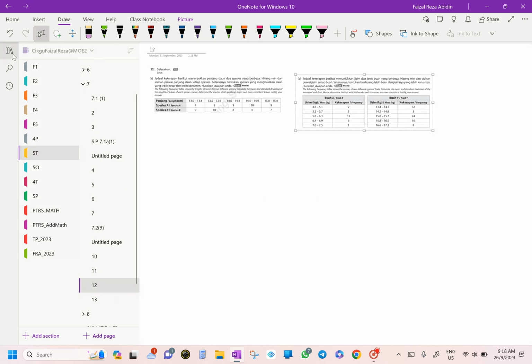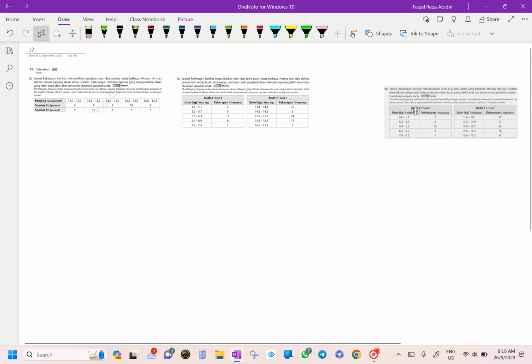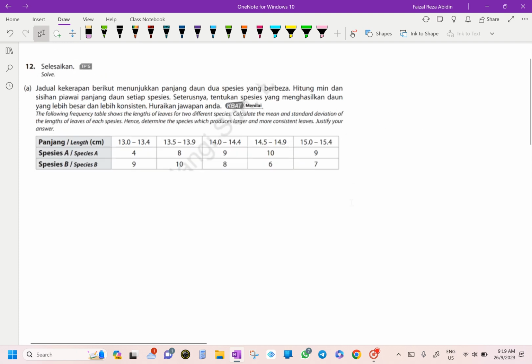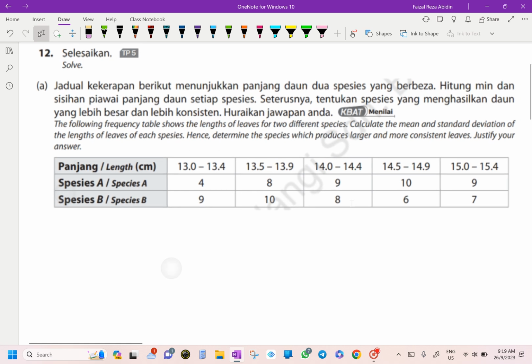So open your PBD book to the page of 154, sorry. Look at number 12. The following frequency table shows the length of leaf for two different species. Calculate the mean and standard deviation of the length of leaf of each species. Hence, determine the species which produces larger and more consistent leaf. Justify your answer.